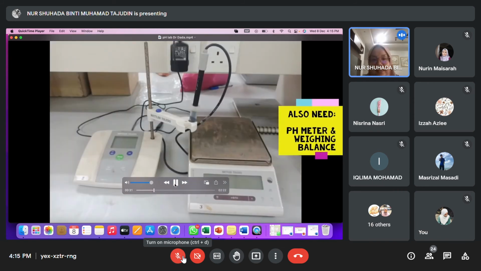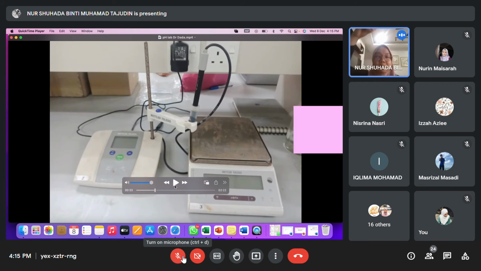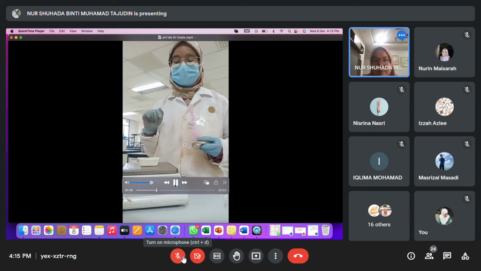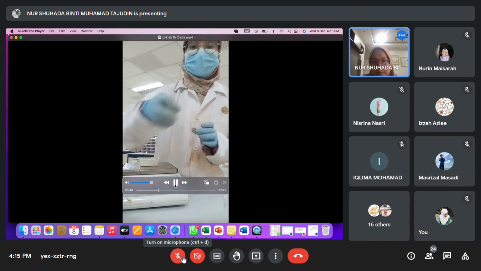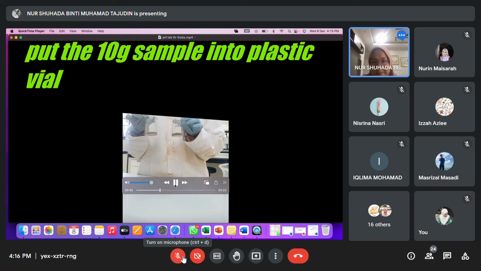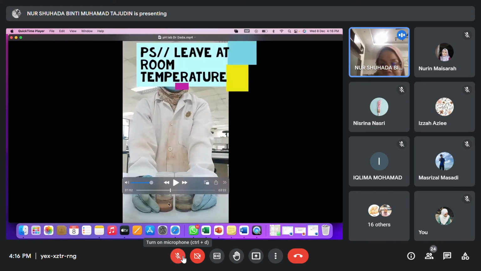Okay, so this is what we call the pH meter. So we will dip the pH meter inside the salt solution. Okay, tengok lepas ni. Okay, so kita ada dua. Dengar tak suara saya? Okay, kalau you nampak ada dua jenis tanah. Satu orange, satu ni. Sepatutnya empat lah kan. Tapi let's say dua ni tanah yang sama. Okay, so dua tanah sama ni satu pakai air, satu pakai calcium chloride.